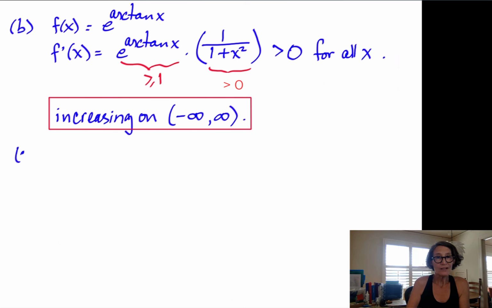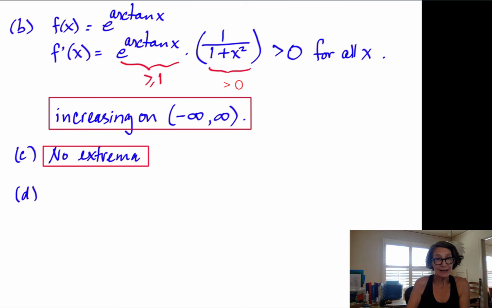All right, so what about local extreme values? Well, because it's always increasing, that means we're not going to have any local max or any local min. It's never going to turn around. So part C was easy.